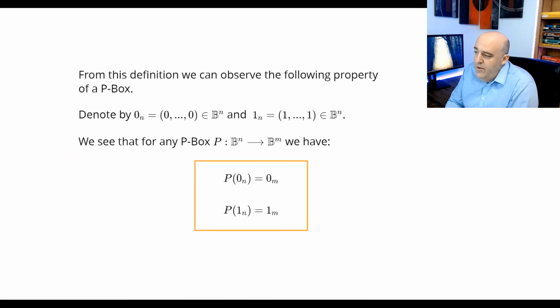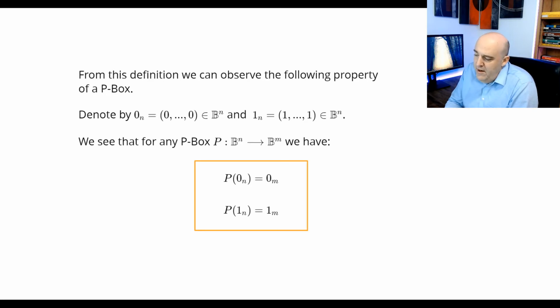One thing we can see right away from this definition is that if we define 0n to be the zero vector of Bn, so all the bit values are 0, and if we define 1n to be the vector of Bn which consists of all 1s, then no matter what p box p from Bn to Bm we have, p will always send 0n to 0m, and p will always send 1n to 1m. So if your input is all zeros and you put that into a p box, necessarily the output will be all zeros as well. And if your input to a p box is all ones, then your output will be all ones as well.